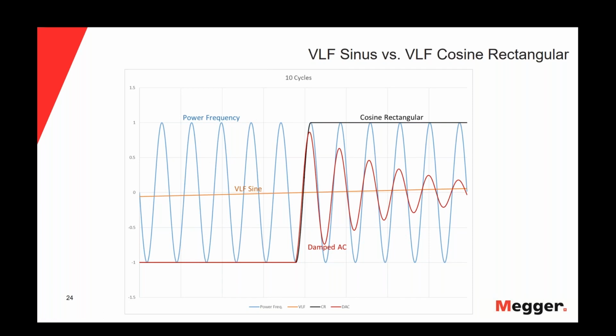This is something important to keep in mind, especially when we talk of how we excite the electrical trees. The way we excite the electrical trees will be pretty much the same when we use the cosine rectangular wave shape or the damped AC for partial discharge, but not the same when we use a VLF sinus wave shape.